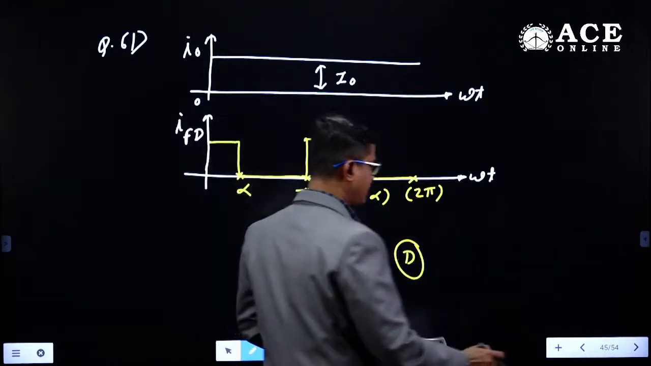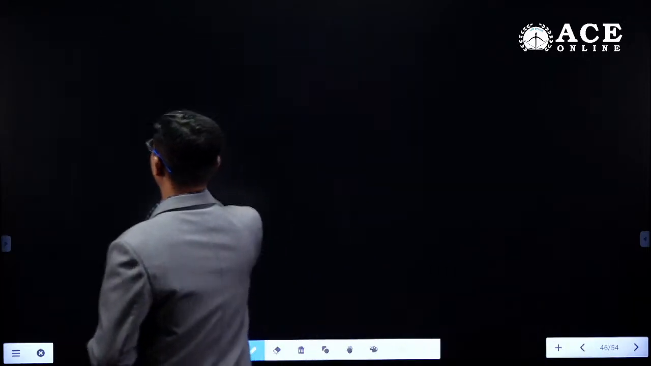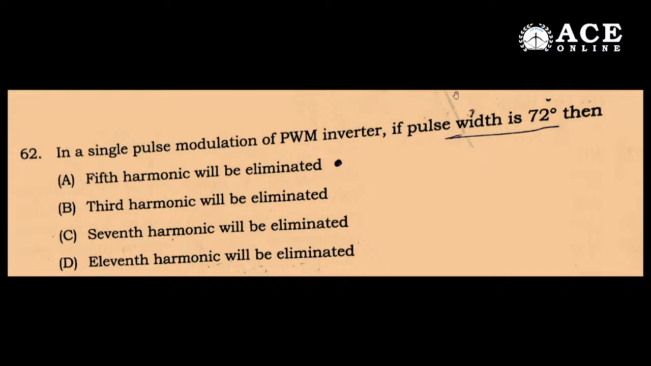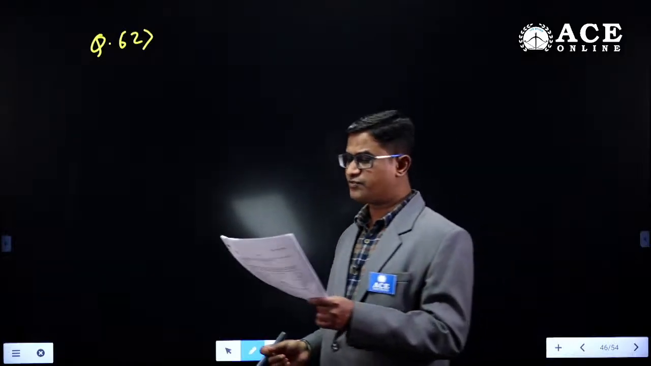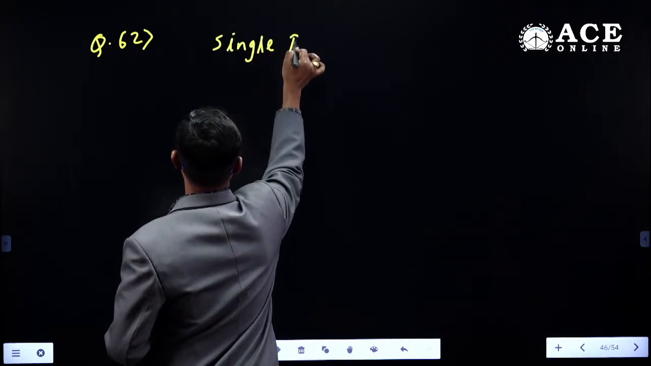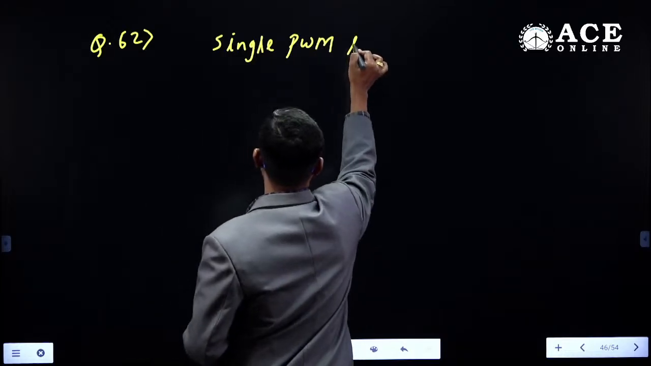Next, question number 62. In single pulse modulation of a PWM inverter, the single PWM technique they are talking about: if the pulse width is 72 degree, then the fifth harmonic will be eliminated, third harmonic will be eliminated, seventh harmonic will be eliminated, or 11th harmonic will be eliminated.